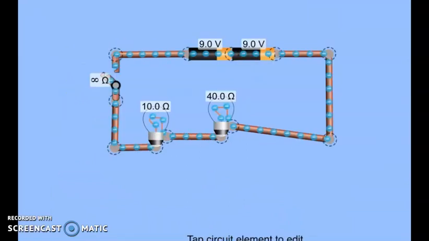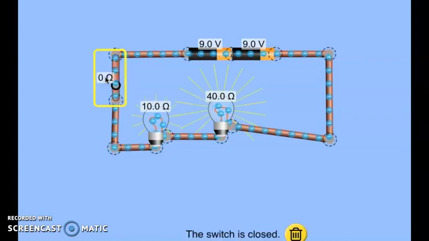Okay, and so let's see, does this situation apply? We again have our 10 ohm and our 40 ohm. So would we expect the 10 ohm to be brighter? Well, according to the other analysis, yes. All right, so let's turn it on. Let's see what we get.